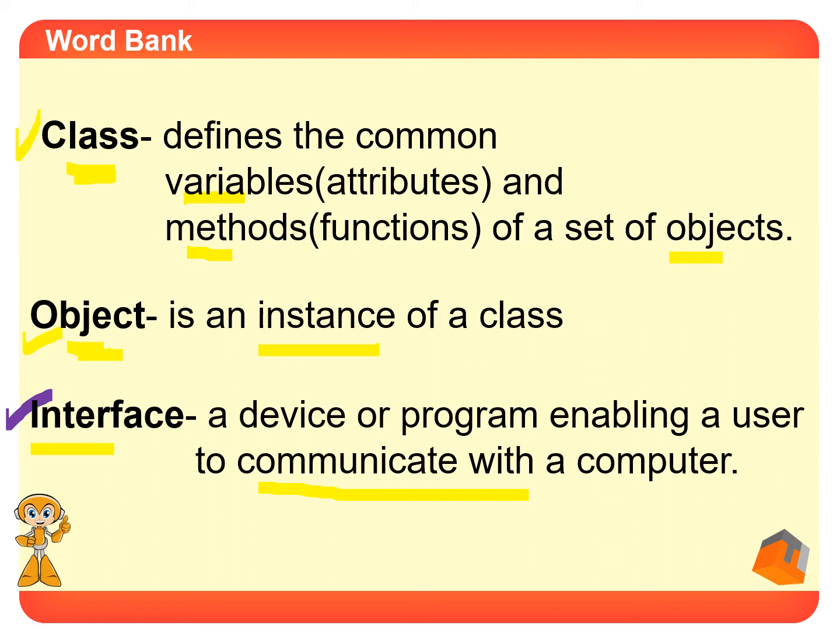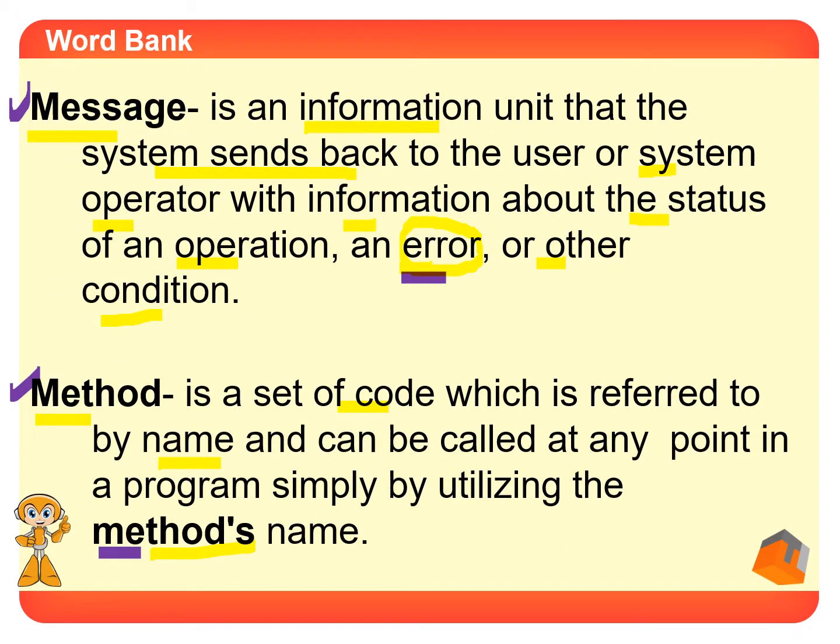We have here the word interface, a device or program enabling a user to communicate with a computer. Example, what is the interface of an IntelliJ IDEA? We have here the word message. It is an information unit that the system sends back to the user or system operator with information about the status of an operation, an error, or other condition. So the moment you run your program, if it is successful, it will display a message. Or if it has an error, it also displays an error.